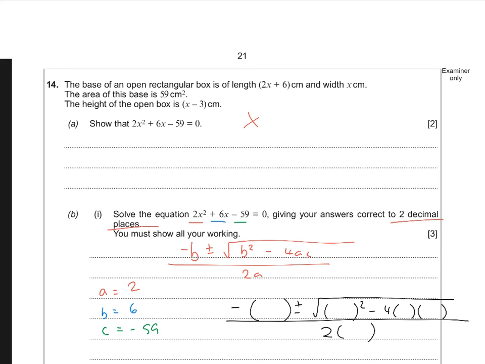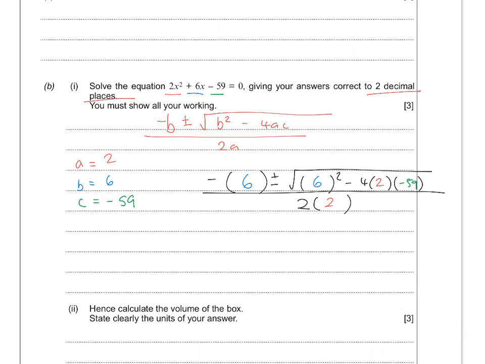Wherever we see a B, we're going to change it to 6. So 6 goes there, 6 goes there. Wherever we see an A, we're going to change it to 2. So 2 goes there, and 2 goes there. And wherever we see a C, we're going to change it to minus 59.